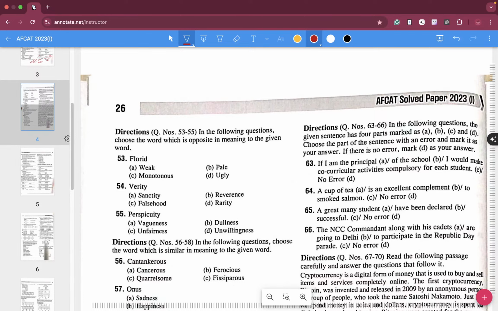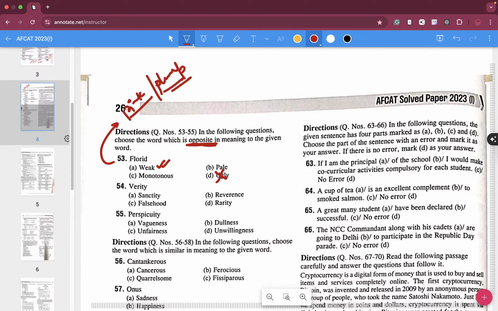In the following question, choose the word which is opposite in meaning. Florid. Florid means what? Turning pink, plump, red. The opposite of this will be weak. That seems to be a right one.